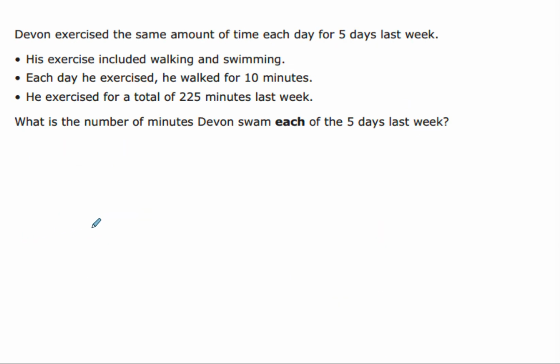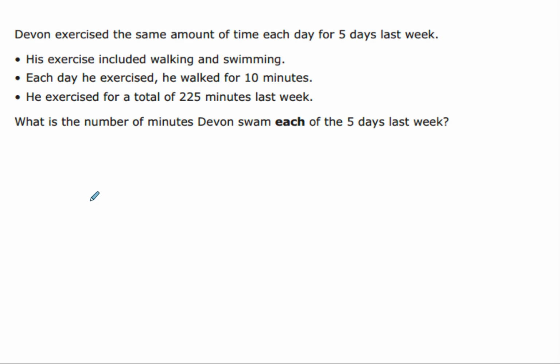All right, let's take a look at this next one. Devin exercised the same amount of time each day for 5 days last week. His exercise included walking and swimming. Each day he exercised, he walked for 10 minutes. He exercised for a total of 225 minutes last week. What is the number of minutes Devon swam each of the 5 days last week?